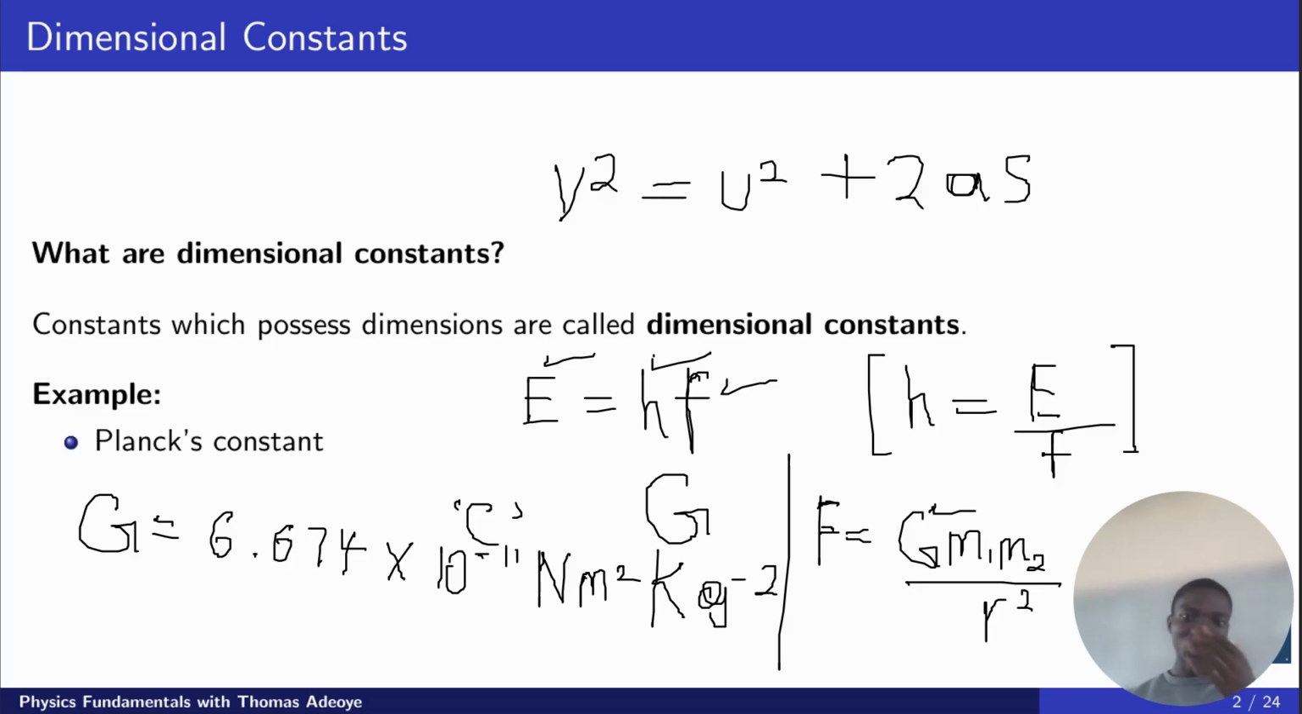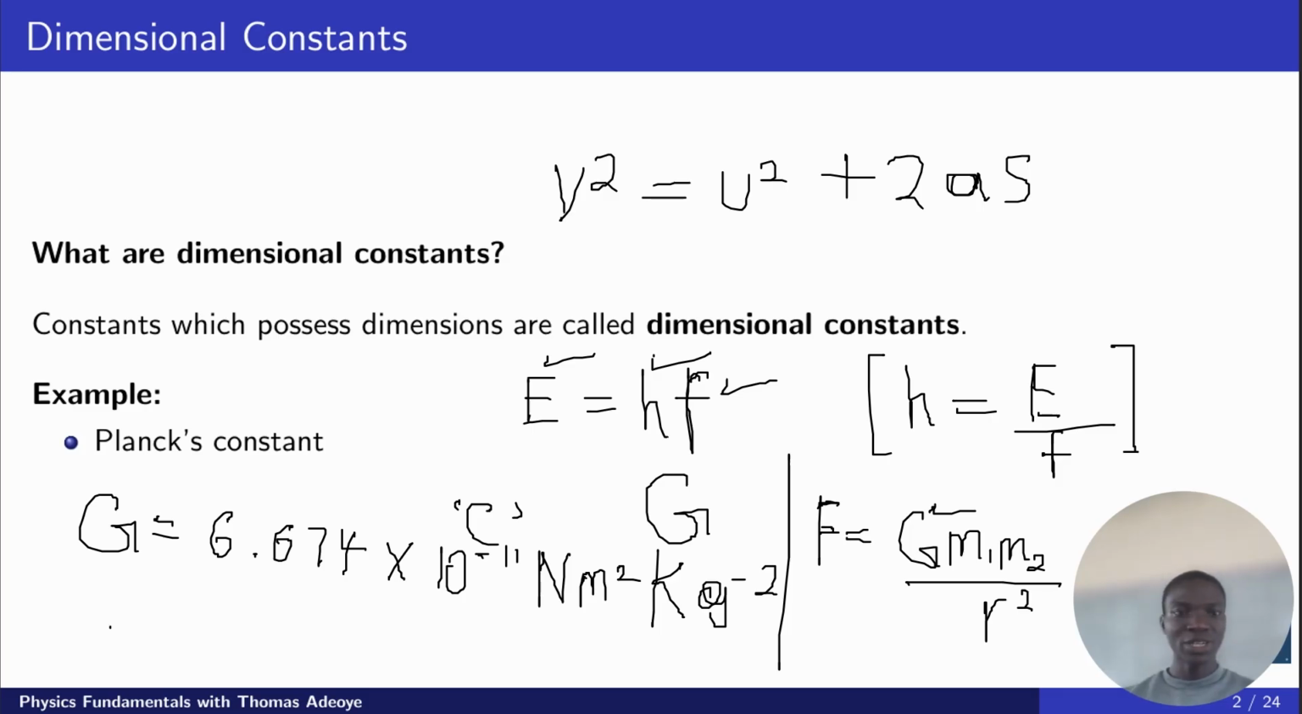Okay, so let us move on from here. I have mentioned some examples of dimensional constants. We have Planck's constant, speed of light, universal gravitational constant. Another thing is specific gravity. It is not a dimensional constant. So let's just leave it at this.